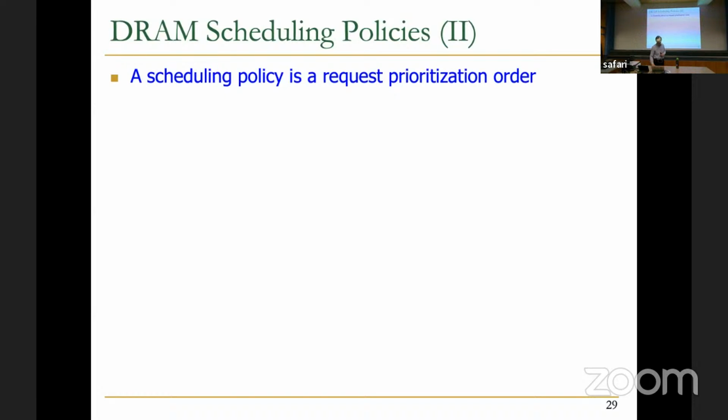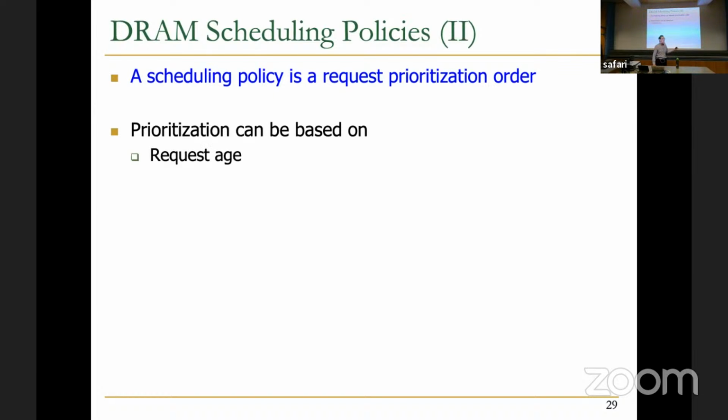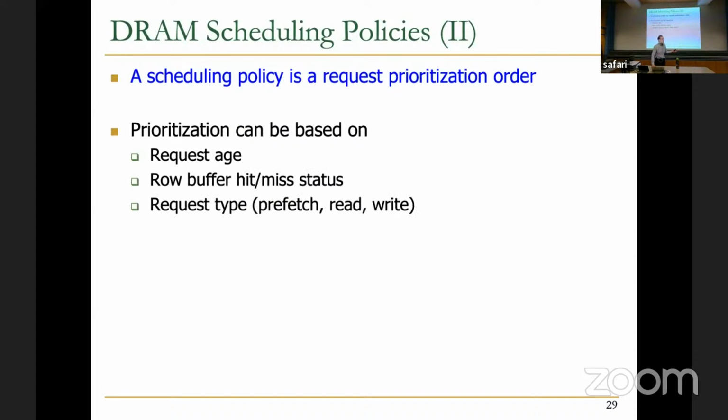Why? Because when you're scheduling, you're basically dictating the priority of requests or commands. I talk about requests, but this could be done at the request level as well as command level. It's just a matter of translation, right? Request needs to get translated to commands. But prioritization can be based on many things: the age of the request, the row buffer hit and miss status, the type of the request, whether it's a prefetch, read, or write, the type of the requester. Is it coming from a load or a store? Because this could actually also make a difference in terms of how much the processor stalls, right?